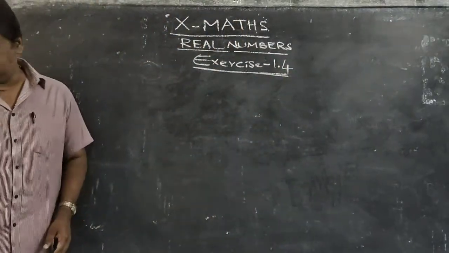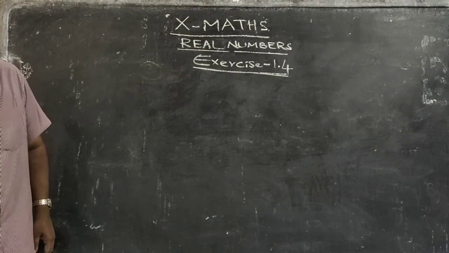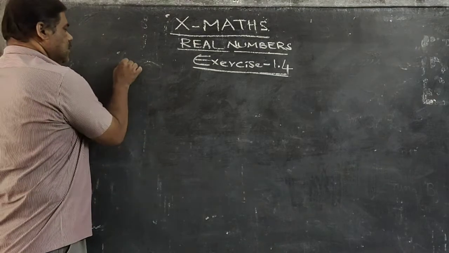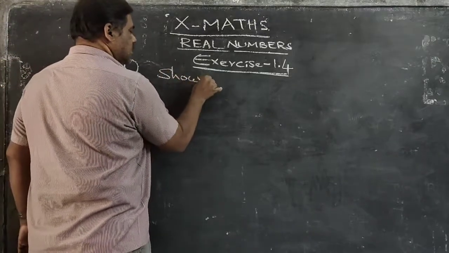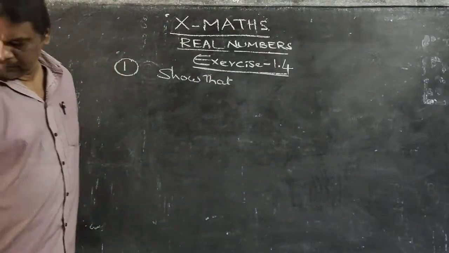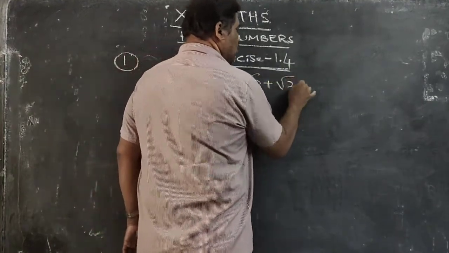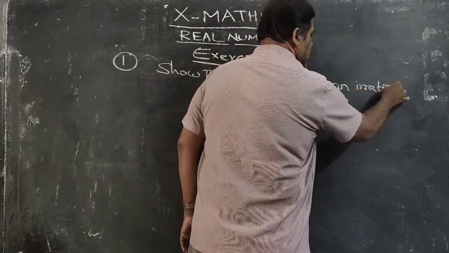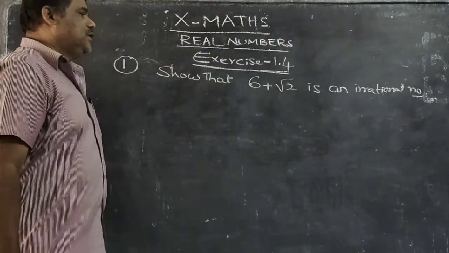Now let us start exercise 1.4. Show that 6 plus root 2 is an irrational number. Show that 6 plus root 2 is an irrational number.